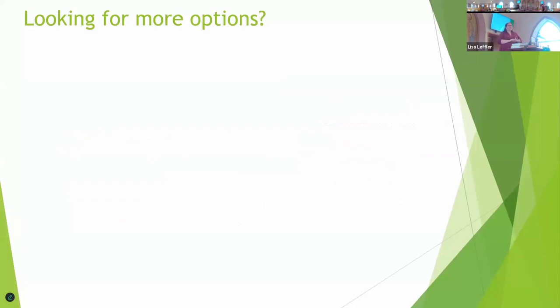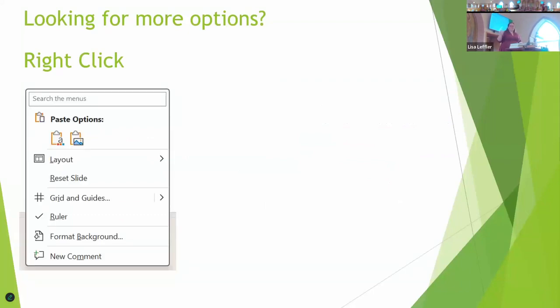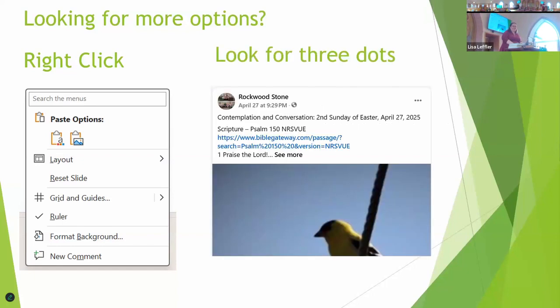And the biggest thing on the computer is that if you're looking for more options, if there's something that's not where you need it to be, either you right click and a menu will pop up. So this was in PowerPoint, I right click and it gives me options for copying and paste and different things. Or you look for something that has 3 dots. Do you see the 3 dots in that picture? Probably not, right up in the top hand corner there. So anything like that is going to give you more options.